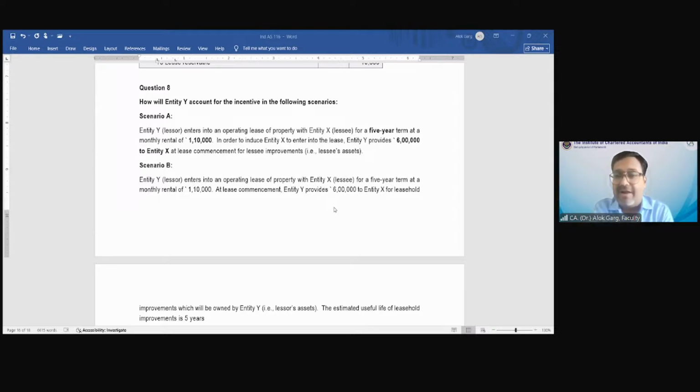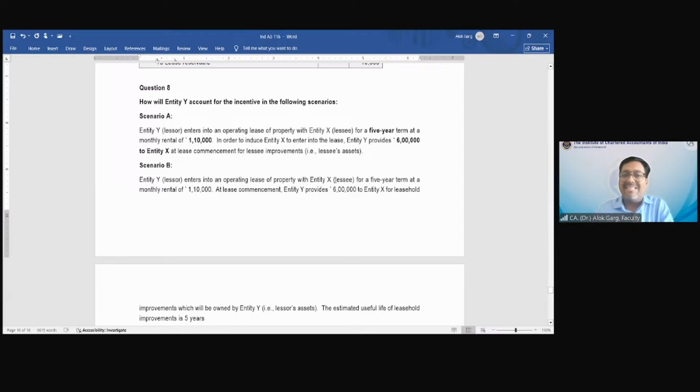So entity Y will record this as property, plant and equipment. The lessor will record it as property, plant and equipment. Why? Because it is improving the lessor's property, right? The lessor is the owner, so the lessor's property is being improved, like when you furnish your house and then give it on rent. Okay, so why did the lessor give it? The lessor gave it in order to induce entity X to enter into the lease.